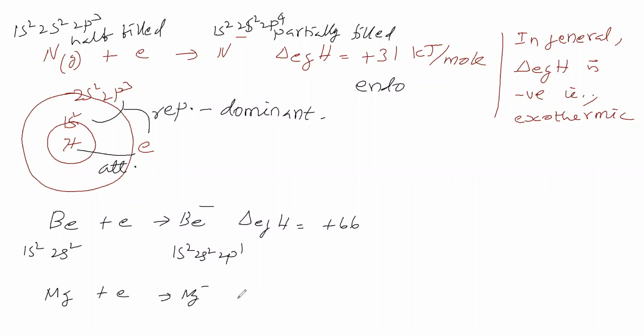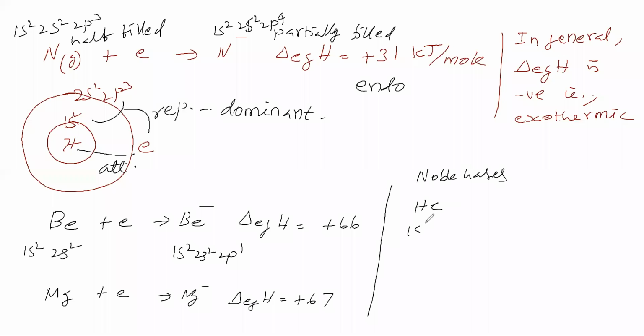For Mg, the electron gain enthalpy is plus 67 kilojoule per mole, same as beryllium. Beryllium and magnesium come under the same group, so whatever explanation we gave for beryllium, we can follow for magnesium. Next we will take the noble gases, starting with helium.